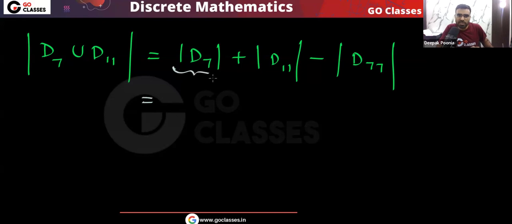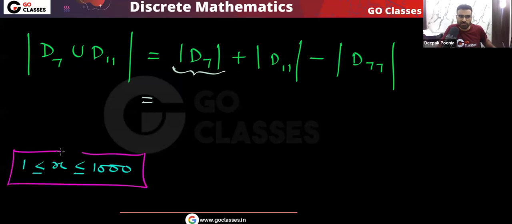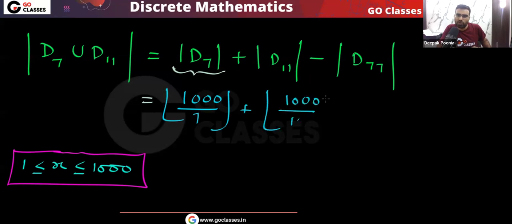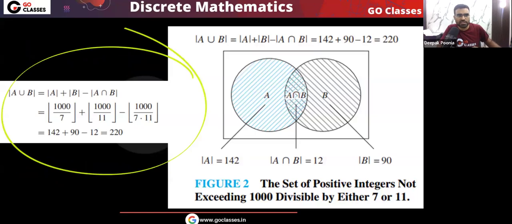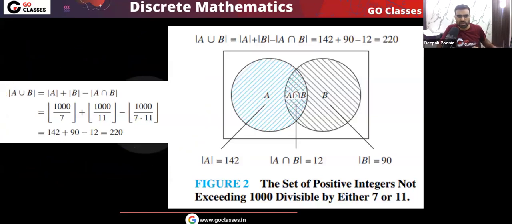Okay, now you can see how many from 1 to 1000. Remember, the question is already saying 1 to 1000, including 1 and including 1000. So the number divisible by 7 will be floor of 1000 divided by 7, plus floor of 1000 divided by 11, minus floor of 1000 divided by 77. This will be your answer. You can find these values, that will be the final answer for this question. You can see the final answer here. The final answer will be 220.